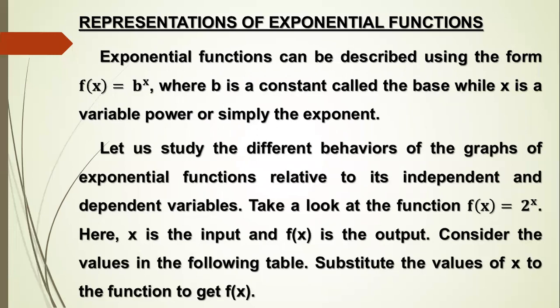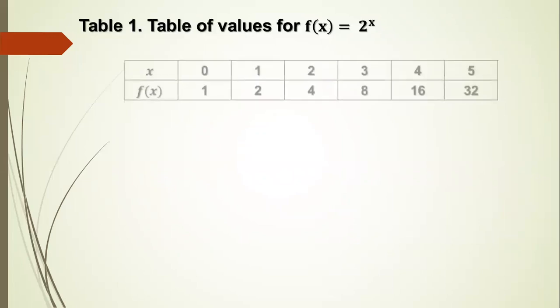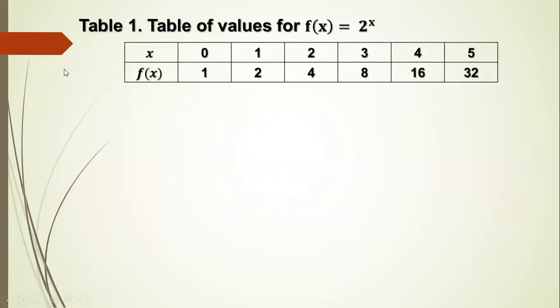Take a look at the function f of x is equal to 2 raised to x. Here, x is the input and f of x is the output. Consider the values in the following table. Substitute the values of x to the function to get f of x. Table 1 is the table of values for f of x equals 2 raised to x. Let's say our x values are 0, 1, 2, 3, 4, 5. So what we will do, students, is substitute those values to the given function and then solve.